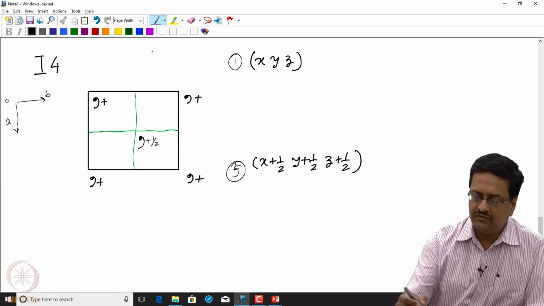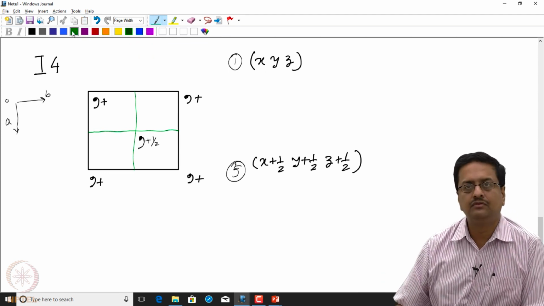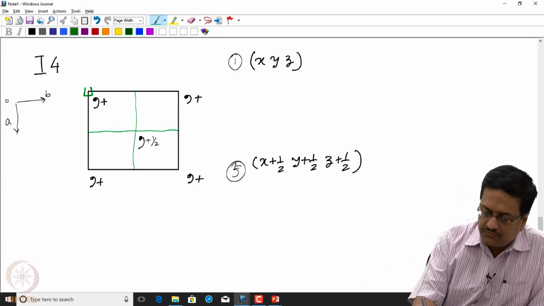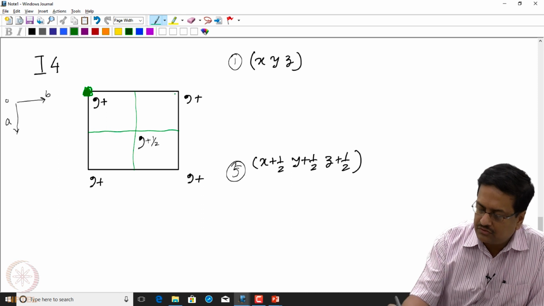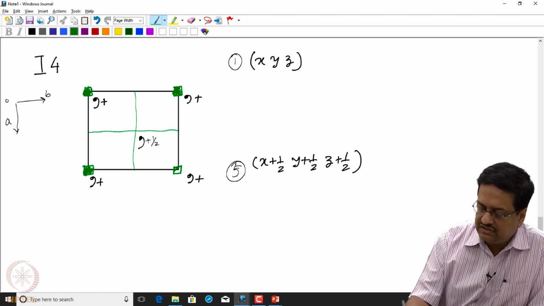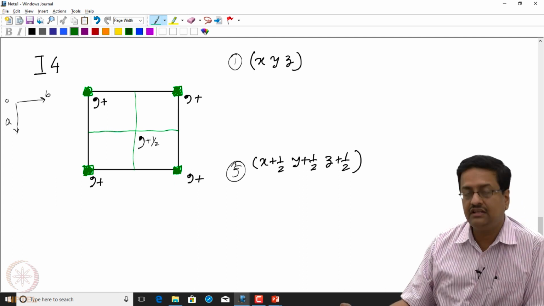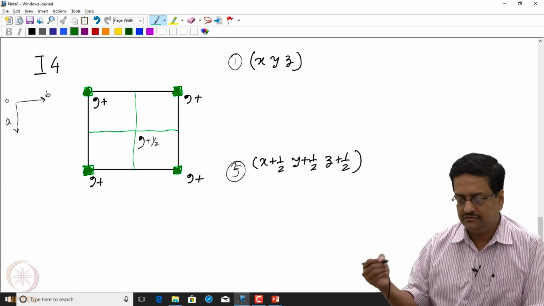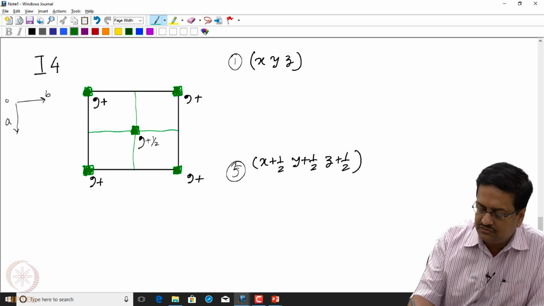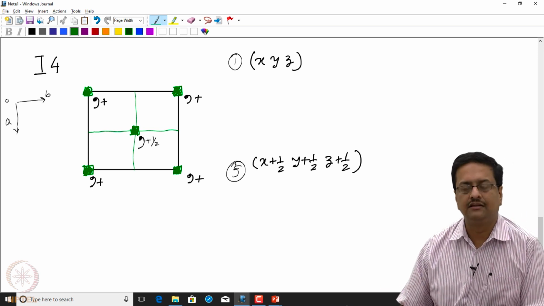So, now as I said, we have I4, that means we have a four-fold symmetry. We apply that four-fold symmetry at all the 4 corners, which means the edges parallel to Z or parallel to C are the four-fold axes, and simultaneously there is a four-fold axis passing through the center of the unit cell.